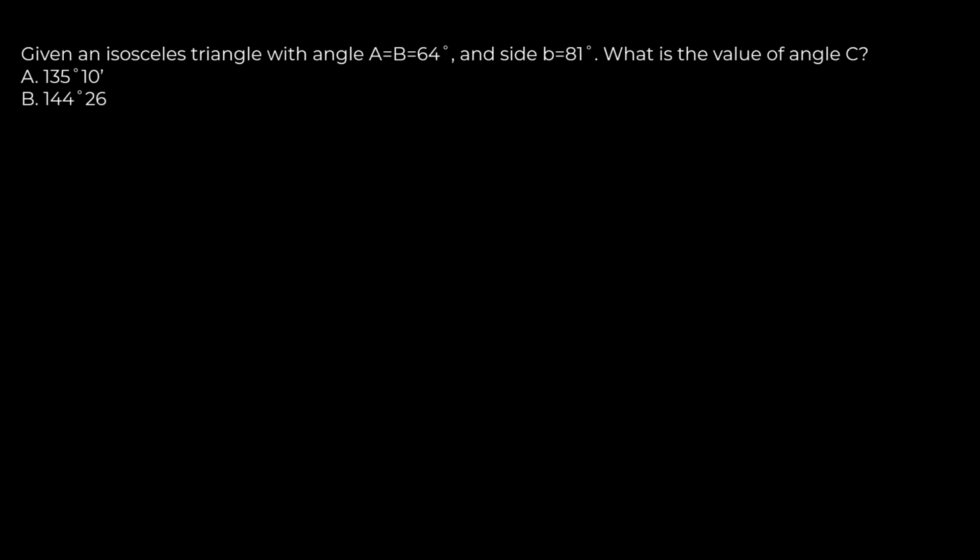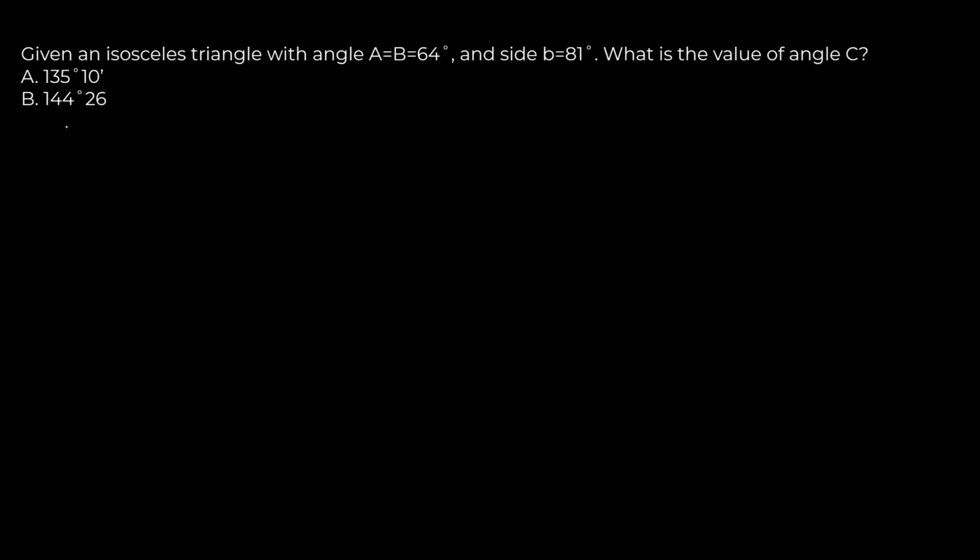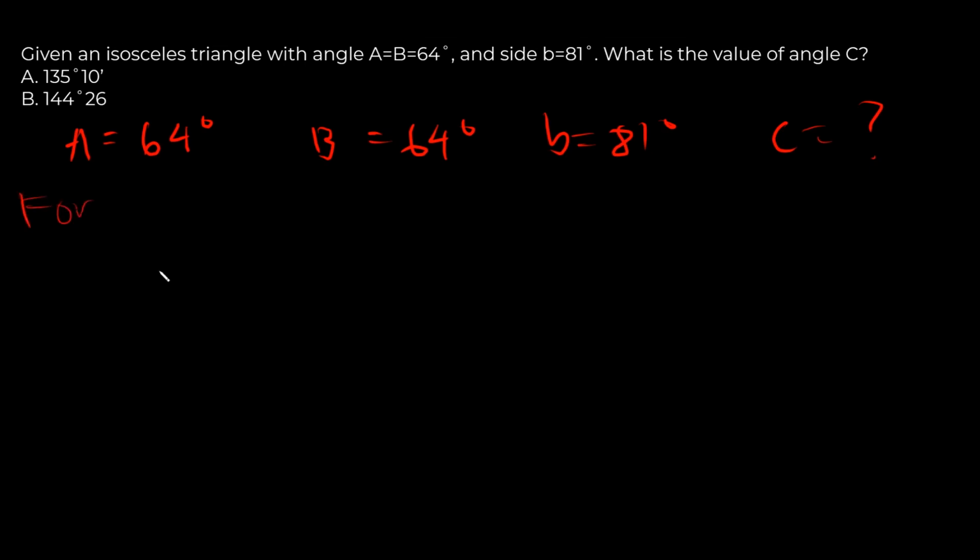Try the last example. Given an isosceles triangle with angle A is equal to B is equal to 64 degrees and side B is equal to 81 degrees, what is the value of angle C? So, given sa problem, A is equal to 64 degrees, B is equal to 64 degrees, B is equal to 81 degrees, what is angle C? So, again, since majority sa given is ang angles, magamit ta ang cosine law for angles.